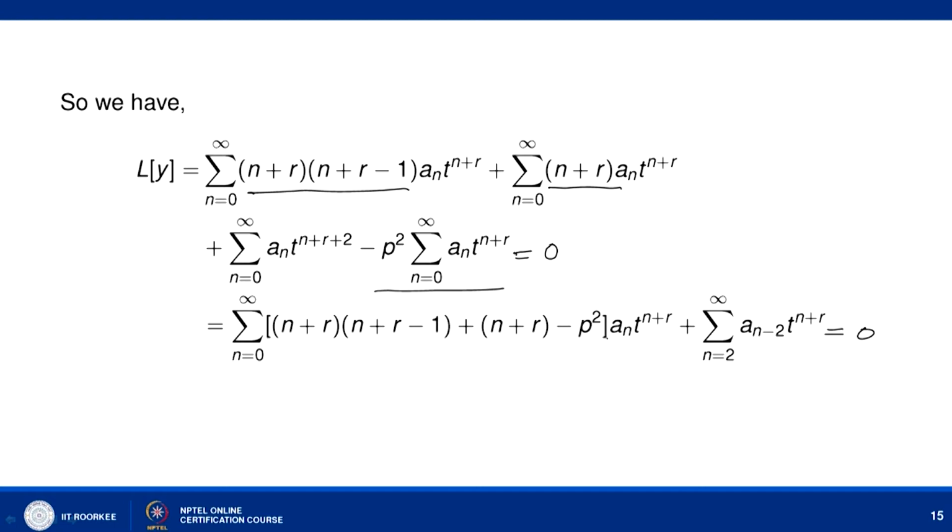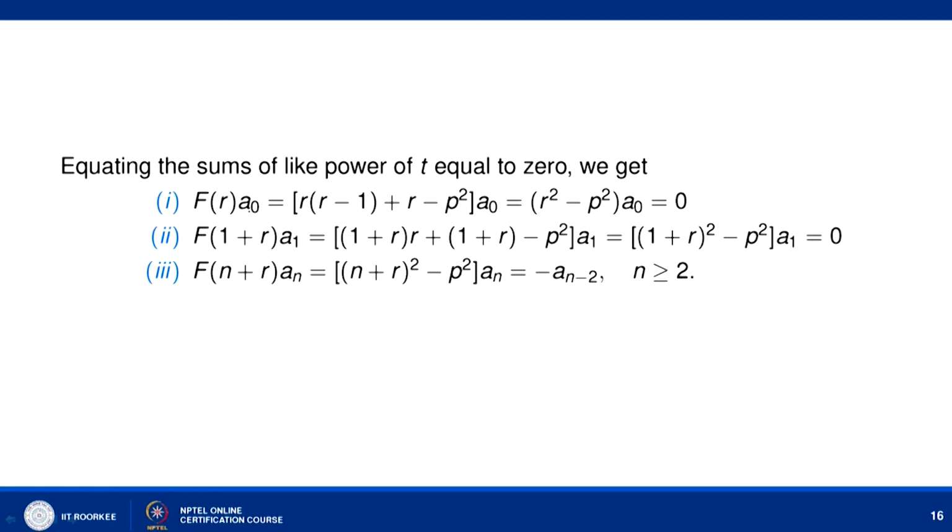So t to power r you will get when you put n equal to 0 here. So when you put n equal to 0 here, we have r into r minus 1 plus r minus p square into a0. So that we are writing f of r a naught equal to 0, that is r into r minus 1 plus r minus p square a naught equal to 0. So if you simplify, this is r into r minus 1, that is r square minus r plus r minus p square. So it is written as r square minus p square a naught equal to 0.